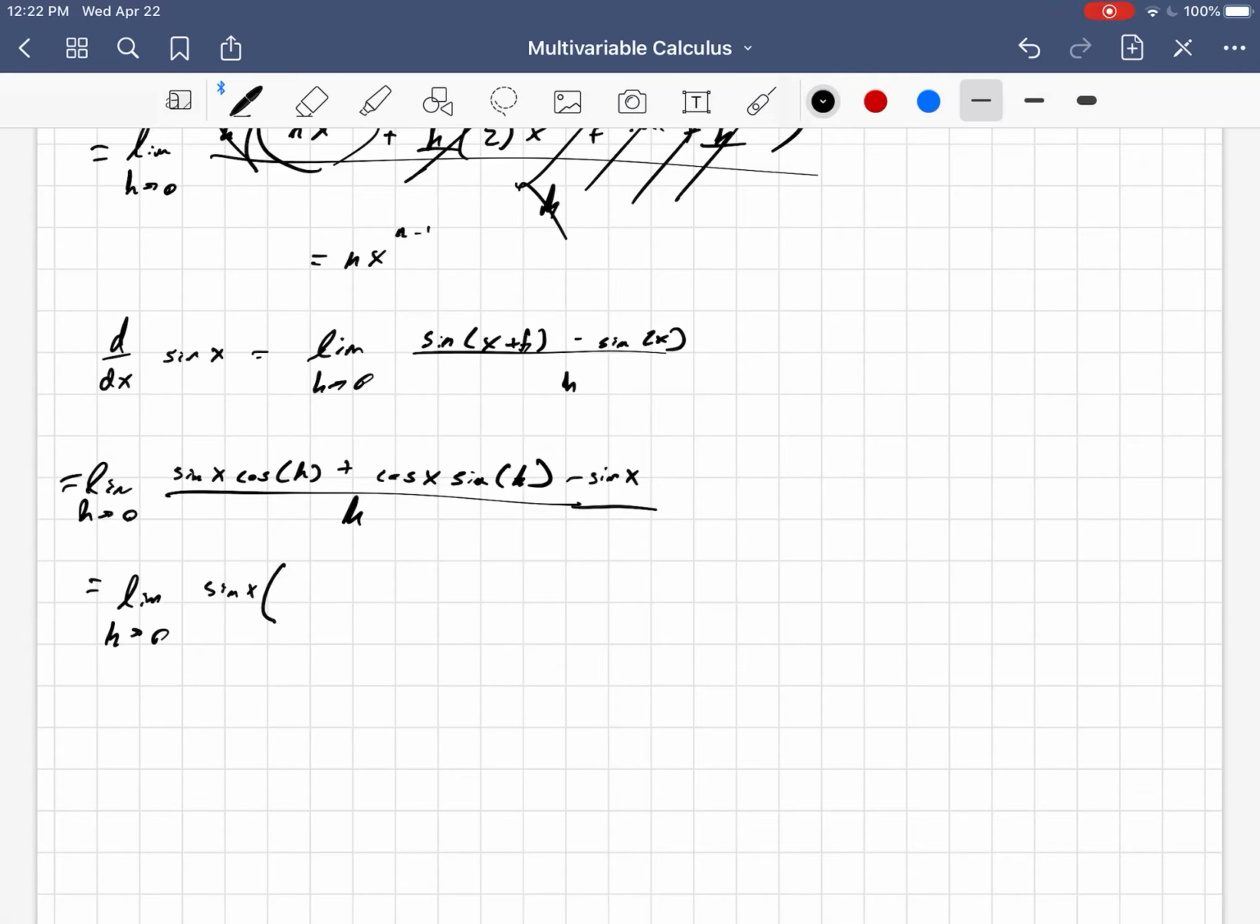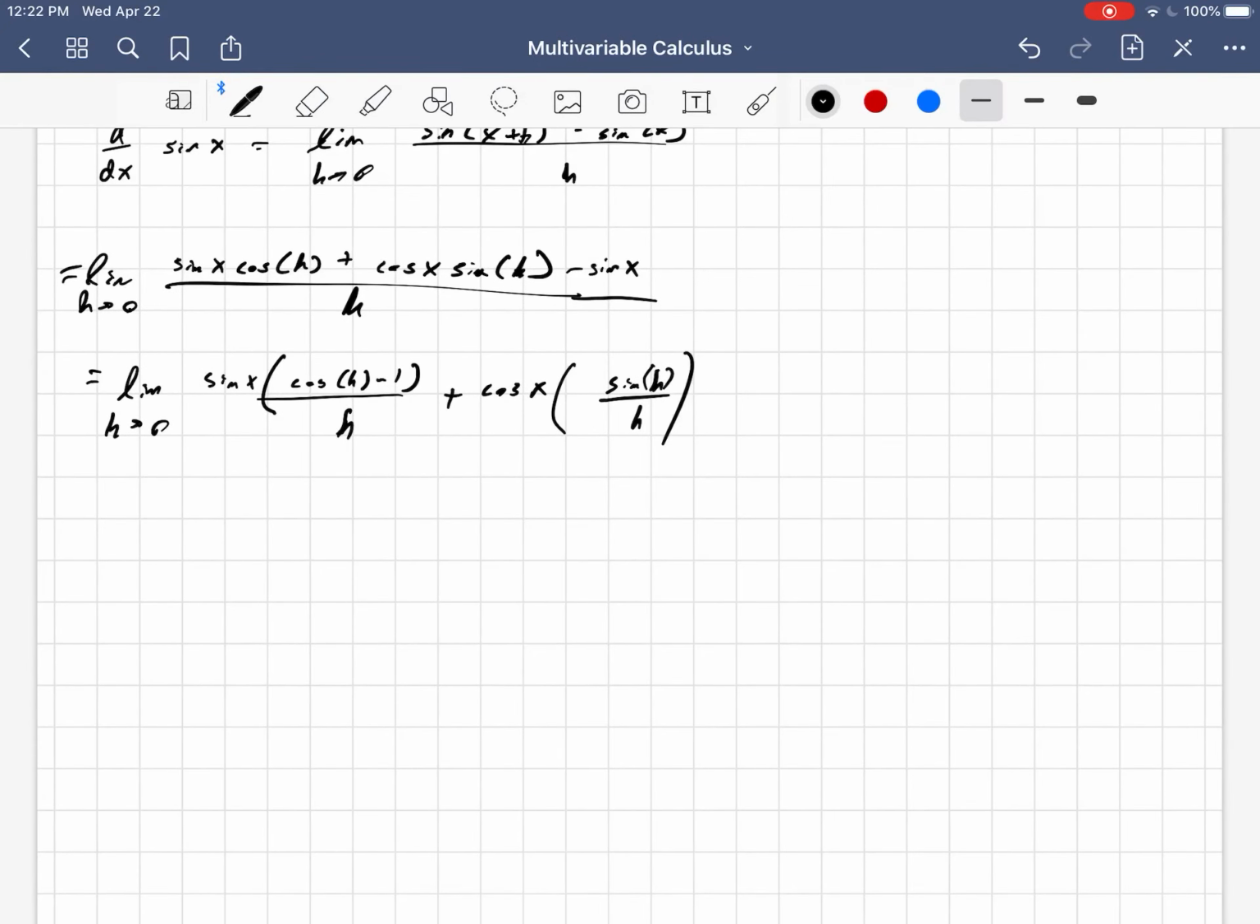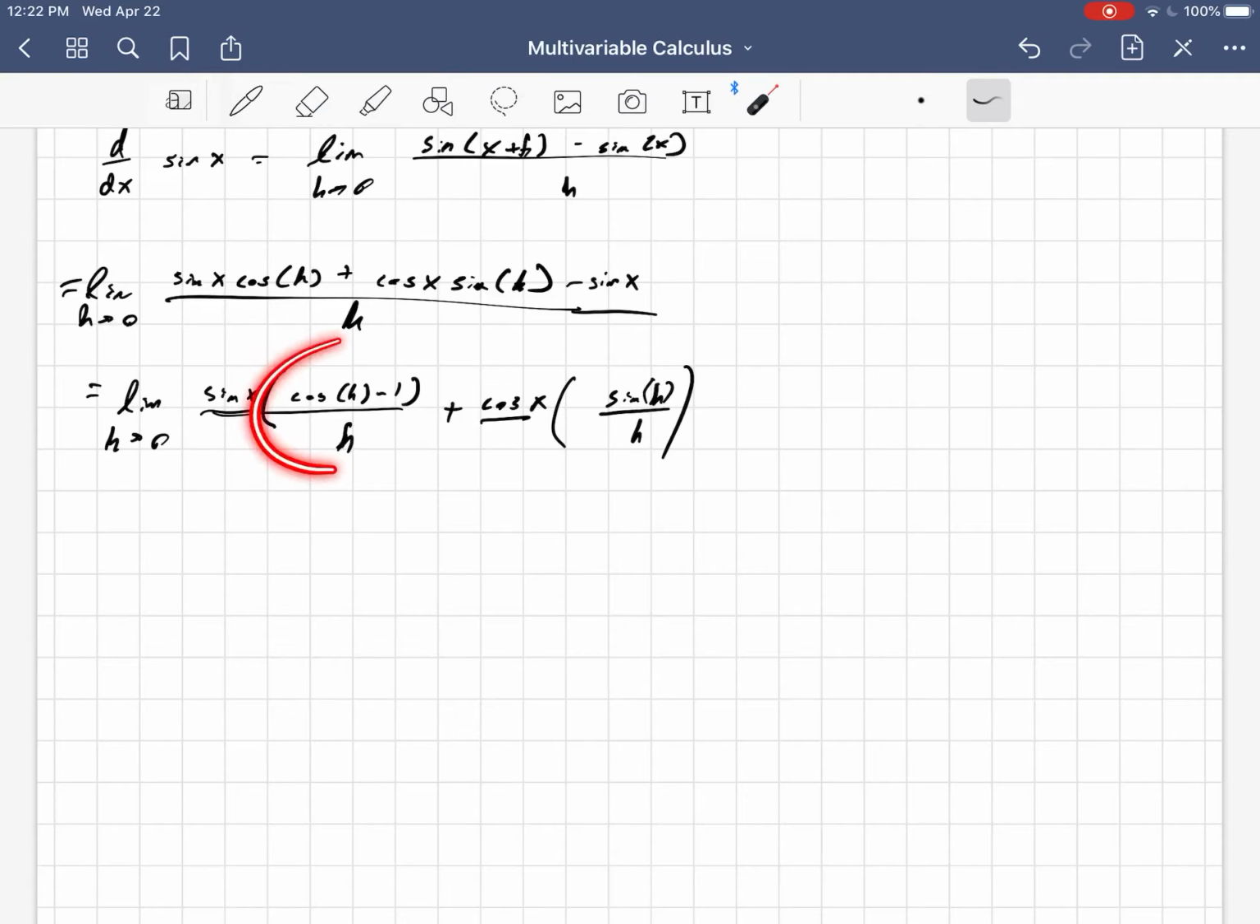Okay. Now, how do I want to write this? I think I want to write it like this. The limit as h goes to 0 of sine of x times cosine of h minus 1 over h plus cosine of x times sine of h over h.